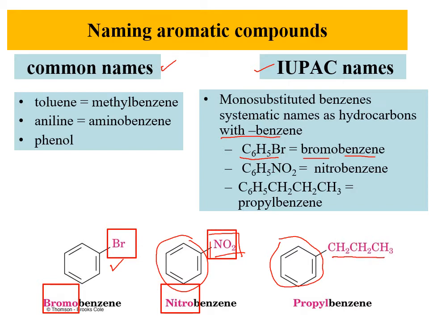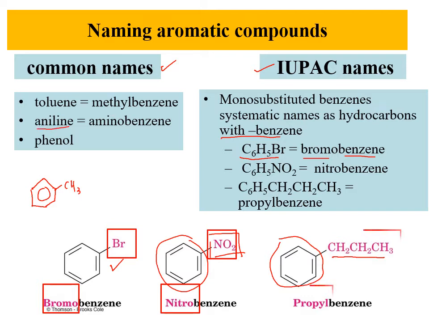For the common name, for example, here we have methylbenzene. So this is methylbenzene, whereby benzene is attached to CH3. It is also known as toluene. Another example, we have aminobenzene, which is also known as aniline.